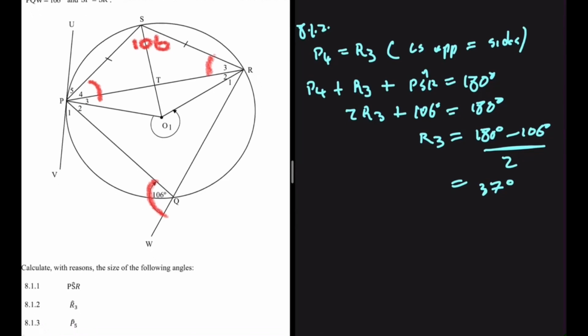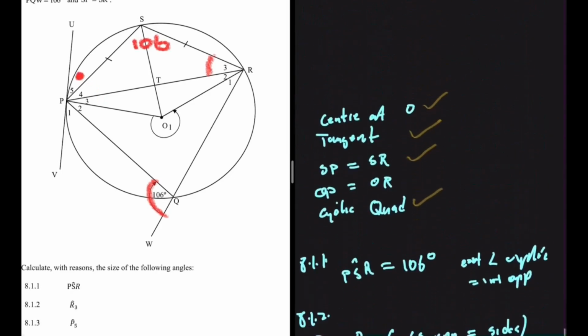Let's look at the question that follows, P5. So we're looking for the size of angle P5. Right, let's go back to our keywords, because that's the only thing we're supposed to use. Can we use the center to find the size of angle P5? Well, not quite. Can we use the tangent? Let's go ahead and find out.